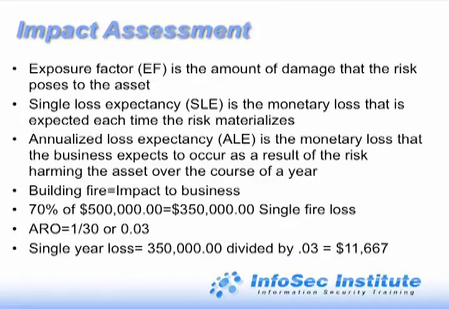Basically it comes down to you have your ALE and then your annualized rate of occurrence, which is if you have a fire once every 30 years, it's going to be 0.03. So that's just basic base 10 math.